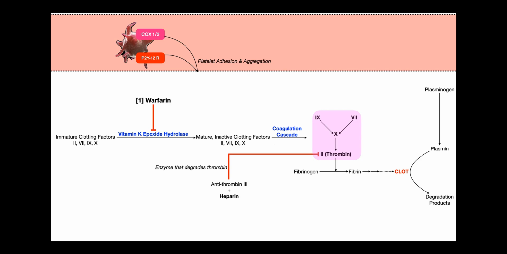The first is warfarin, also called Coumadin. Warfarin is an inhibitor of this enzyme, vitamin K epoxide hydrolase. Think about that. If you inhibit this enzyme, the clotting factors will never mature.